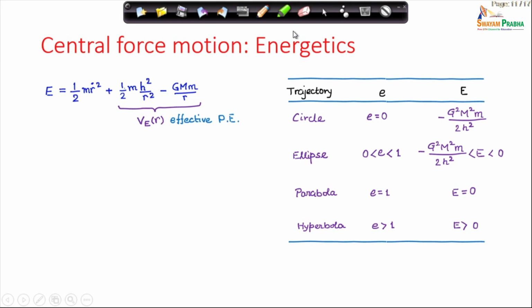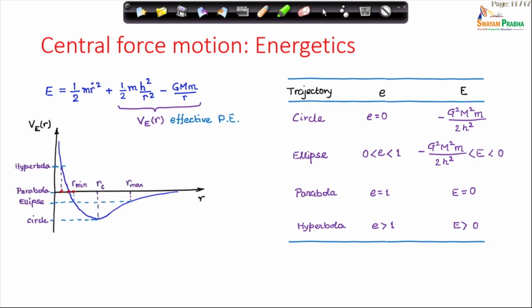You can look at the total energy expression in a different way also. Half m r dot square is the kinetic energy contribution from the radial coordinate change, and the rest of it you see is a function of r. Therefore, we can think about the rest of it as an effective potential energy, V E, which is only a function of r. And if you plot this function with r, it is of this shape. And I have marked out the different trajectories on this potential energy curve.